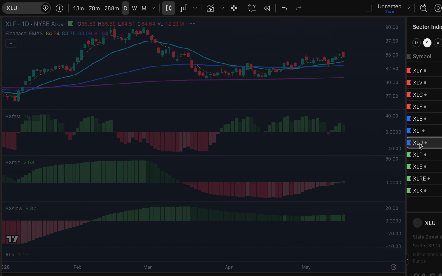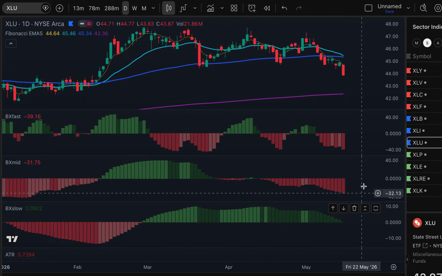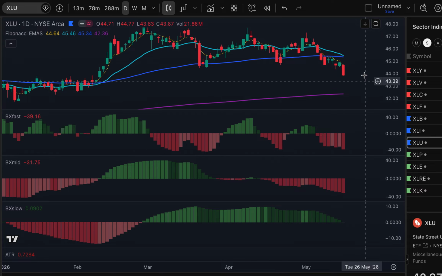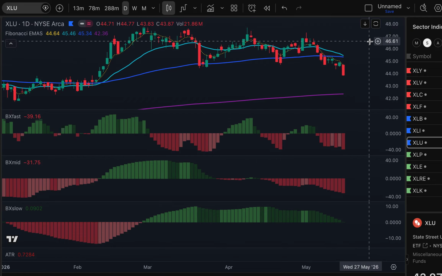Then next is the utility sector, XLU. I've colored this blue because I don't have a dark green. The BX slow is dark green, fading momentum in every time frame.